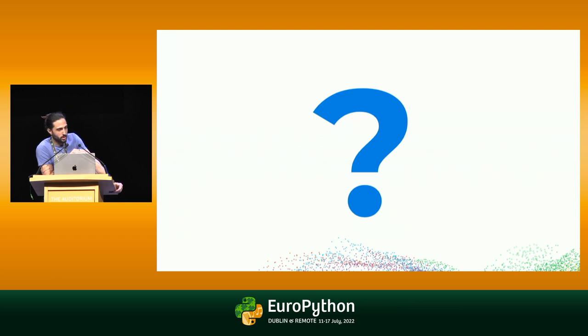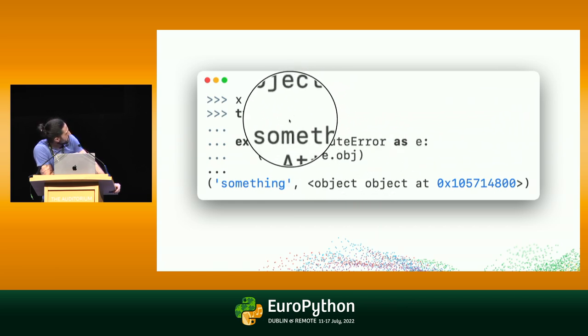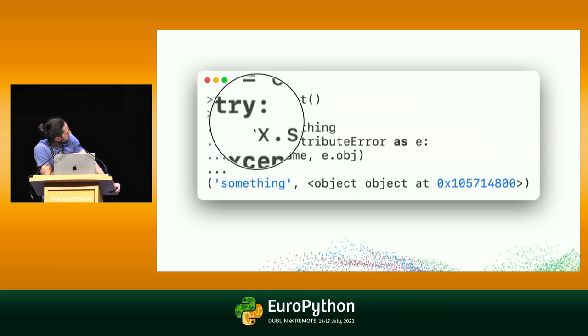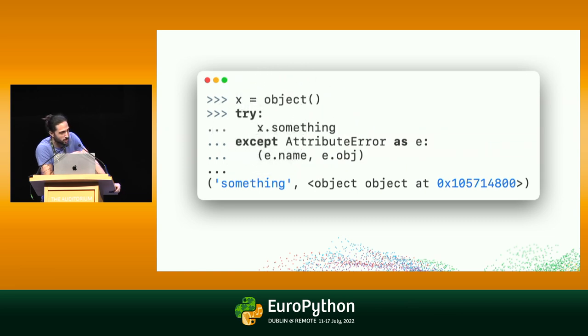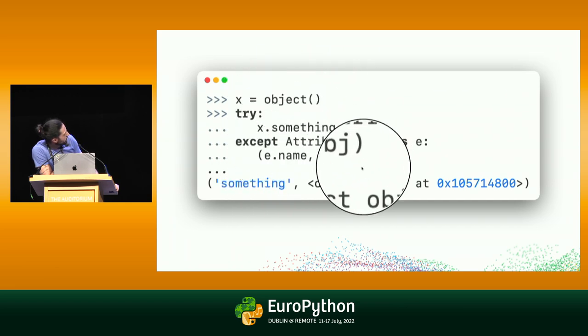Well, this has a problem, right? Let me show you how we do that and you will understand what the problem is. The first thing we did is that when you have an attribute error, for instance, in this case, I'm trying to access the attribute something on the variable x, which doesn't have something. Then in Python 3.10, we have placed two more special attributes on the attribute error: the name that you're trying to access and the object. These two were not available before.